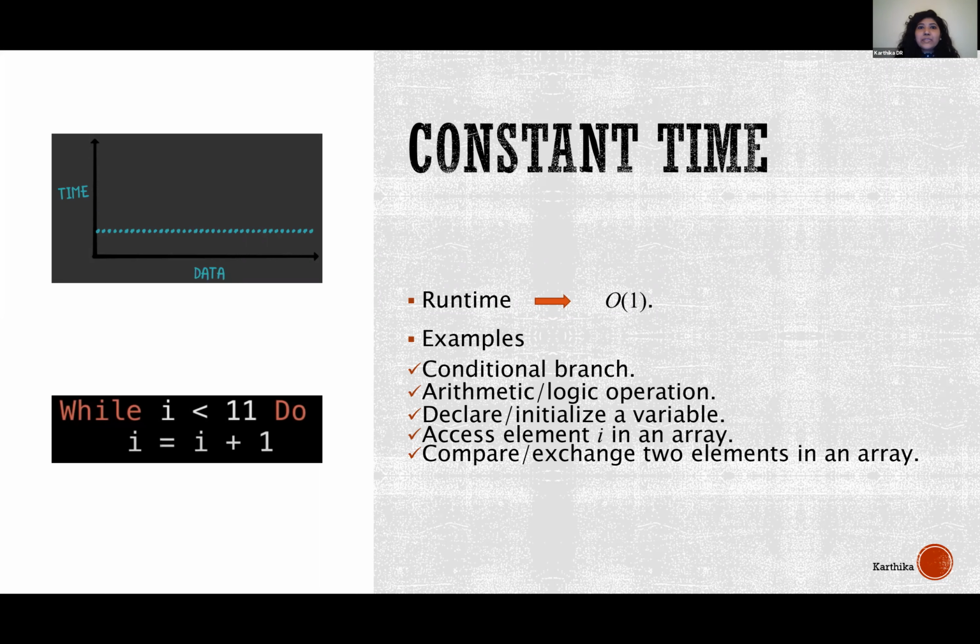So other examples are whenever we are doing some comparing or swapping of elements in an array, or whenever we are doing some conditional branching, everything comes under constant time complexity. In case we are seeing a for loop or while loop as in the code snippet, it doesn't mean that it is going to take O of n times, because in such scenarios, the while loop is just a comparison. It's going to run for constant time.